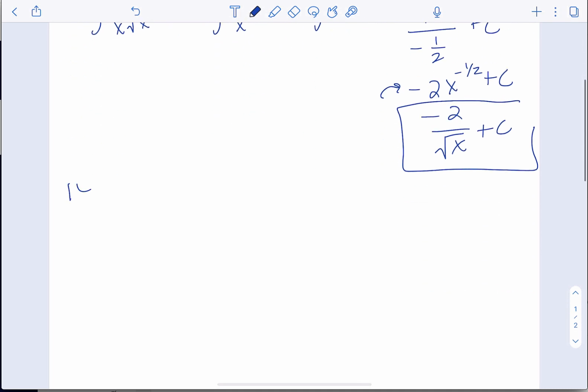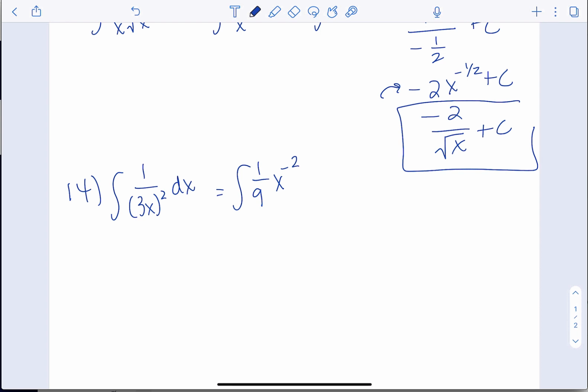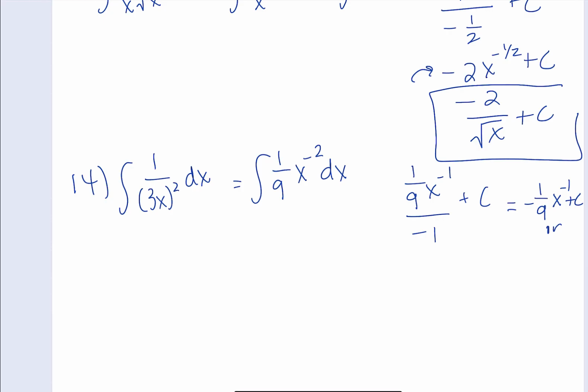And then one more where we're practicing rewriting before we take the antiderivative. For number 14 here, we have 1 over 3x squared. And this is 1 over 9x to the -2. When we add 1 here, it's x to the -1. We need to divide by that -1. So this answer is -1/9 x to the -1 plus c. Or you can make this -1 over 9x plus c. Either of those would be fine for these.